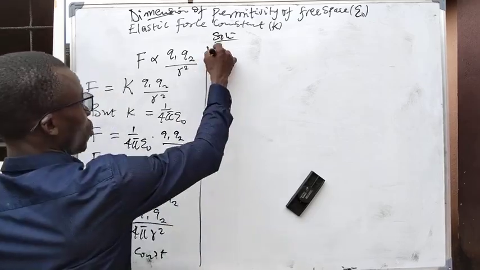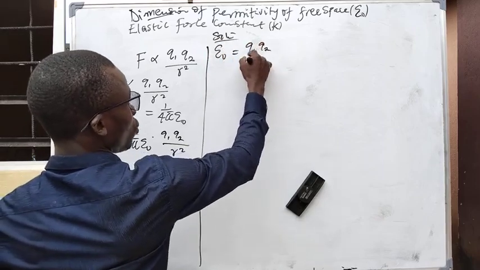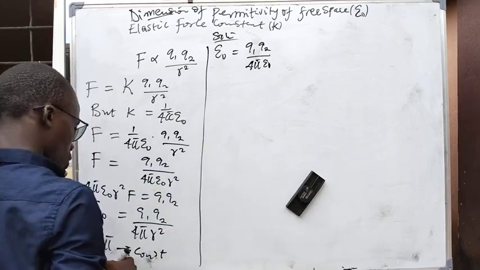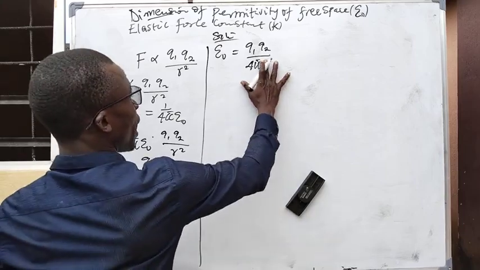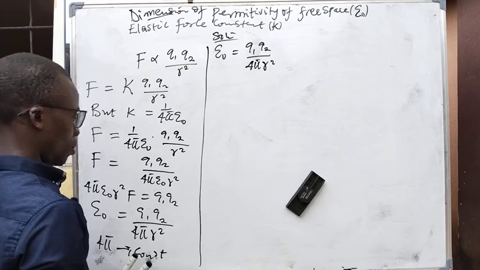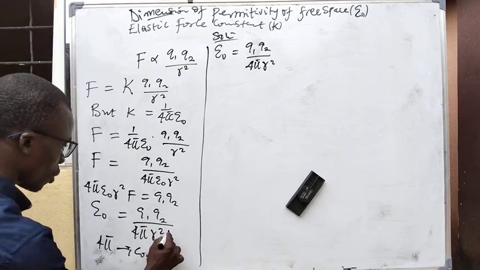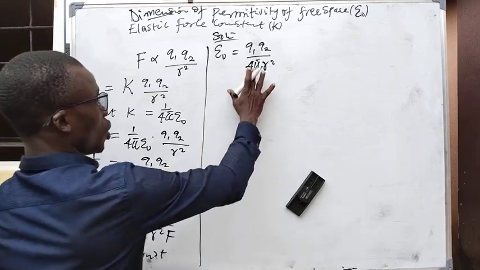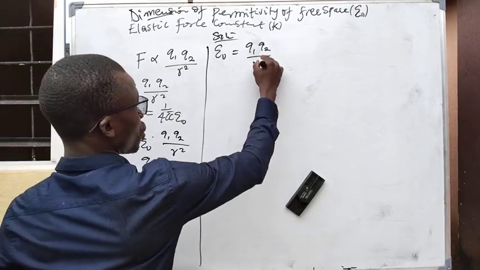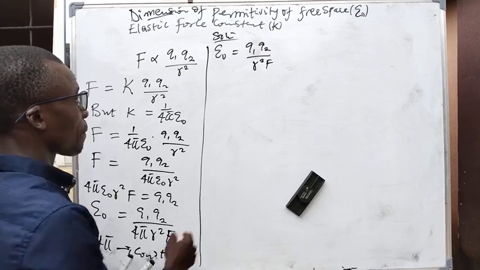So because of that, we are now going to have that our epsilon naught will be equals to Q1, Q2 all over 4 pi R square. Oh my God, okay, what next do we do? What am I doing? Oh, sorry. Since 4 pi is not needed, it will be R square F. Oh, thank you. Please, let's work together.